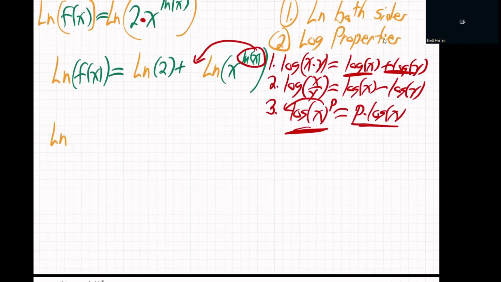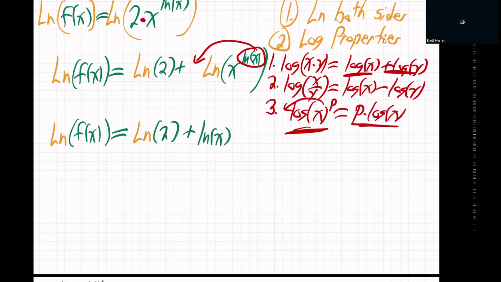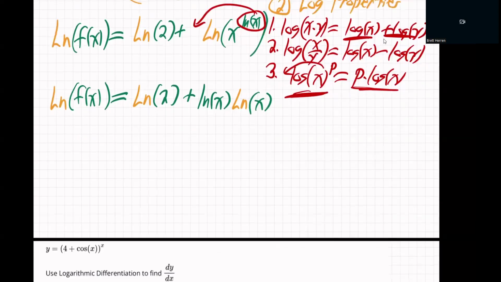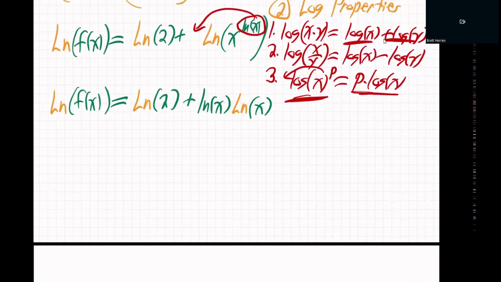Ln of 2 plus, now this ln x drops down to the front, and then we have the other ln x. See what happened there? The power dropped down to the front, and then we said ln x. So we get two of those. You could say squared, or just leave it like it is. I'm just going to leave it like it is. All right, so that was step two.